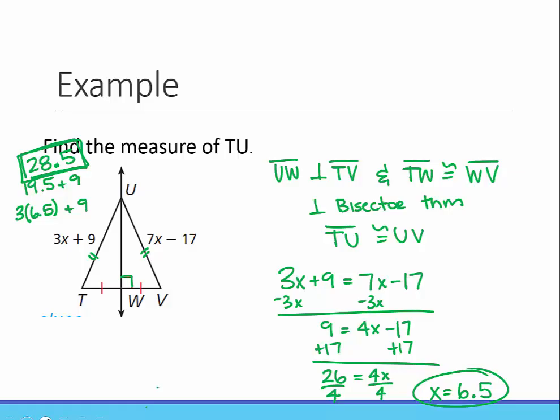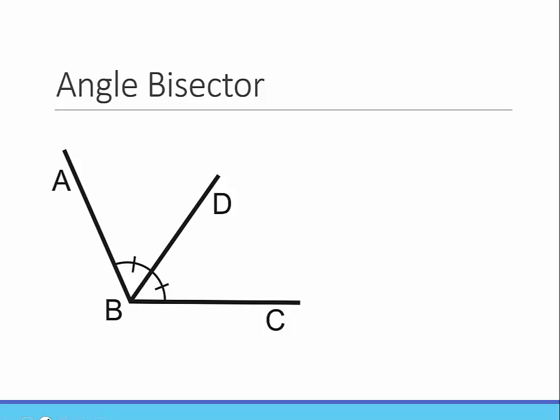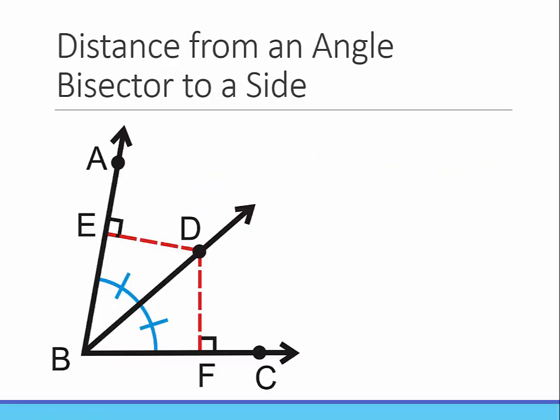So the next thing we got to talk about is angle bisectors. In this case, BD bisected angle ABC. And remember what that means is you end up with 2 equal angles here. Now the other thing we have to remember is the shortest distance from a point to a line. Remember we said the shortest distance from any point to another line is perpendicular.